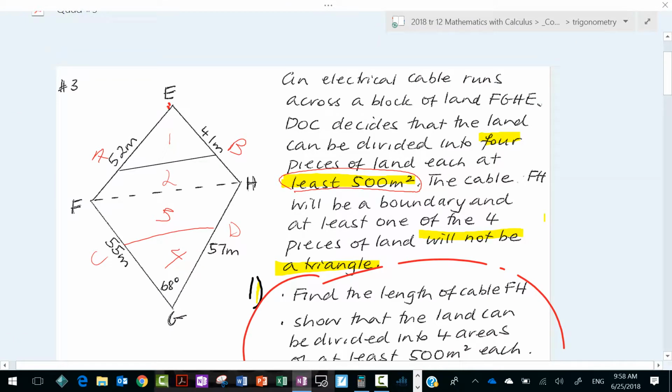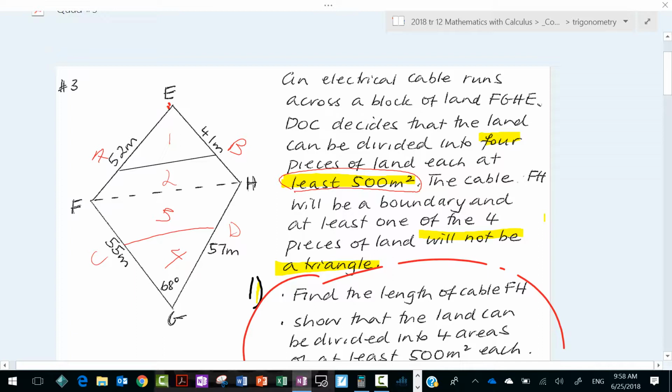Okay, let's talk about this problem and how we divide the areas up. An electrical cable runs across a block of land, and then Doc decides that the land must be divided into 4 pieces of land, each of at least 500 square meters. So that gives us a lot of leeway. It has to be above 500 square meters.